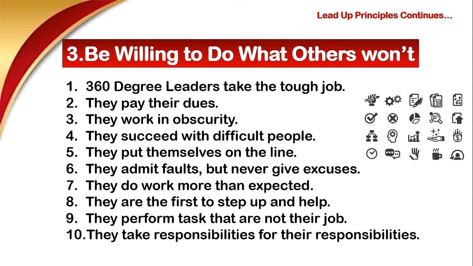So they can directly succeed with difficult people, or they help others to succeed with difficult people. Okay. Number five, they put themselves on the line. They don't rely on others. Okay. They always come forward. Number six, they admit faults but never give excuses.